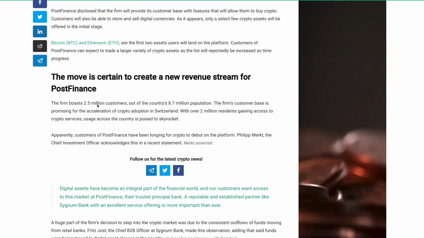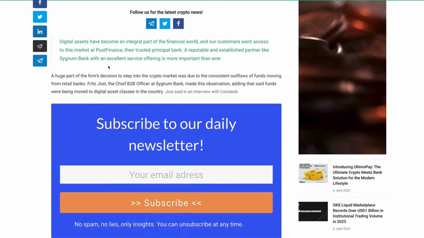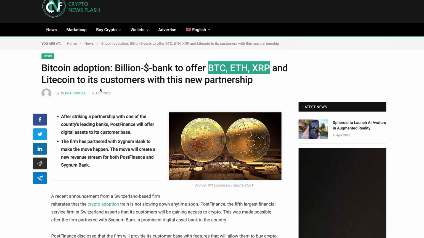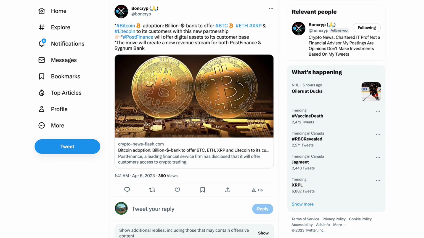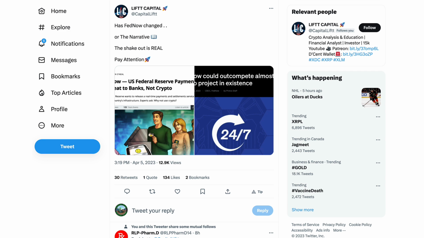Again, this is in Switzerland, so this is not in the United States. It would make sense for a European country to already allow XRP purchases to their clients, considering XRP has been considered a currency everywhere else in the world other than the United States. Anyway, some great news here. Wanted to thank BondCrypt XRP for posting that.